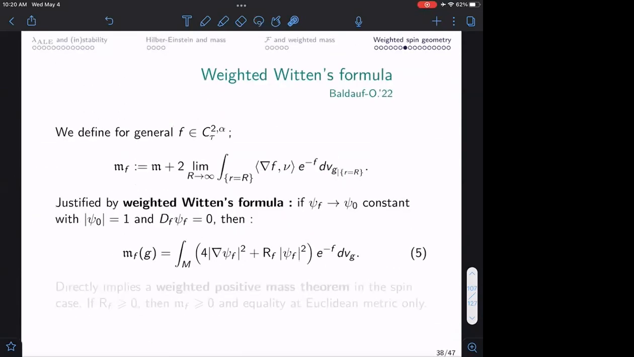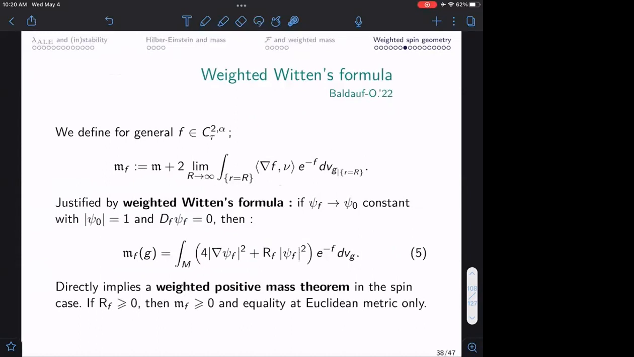And our second justification for the same formula as before is that we also have Witten's formula in the weighted case. Everything has to be weighted, so you need to take a weighted harmonic spinor, and you need to take the weighted scalar curvature and the weighted volume form, but everything extends and it works well. You just have that mass is equal to this object here. And this directly, just as in the unweighted case, implies some weighted positive mass theorem.